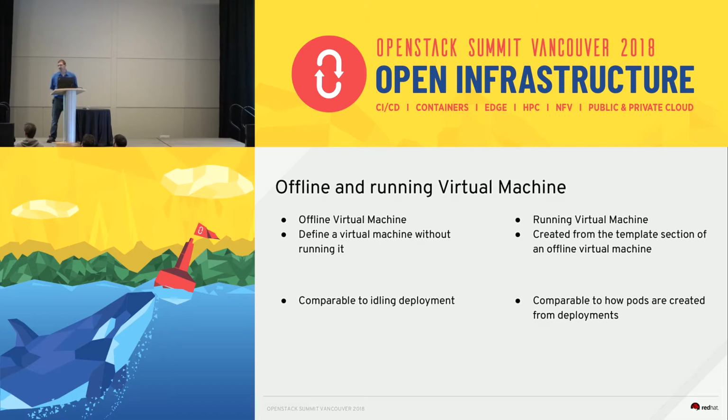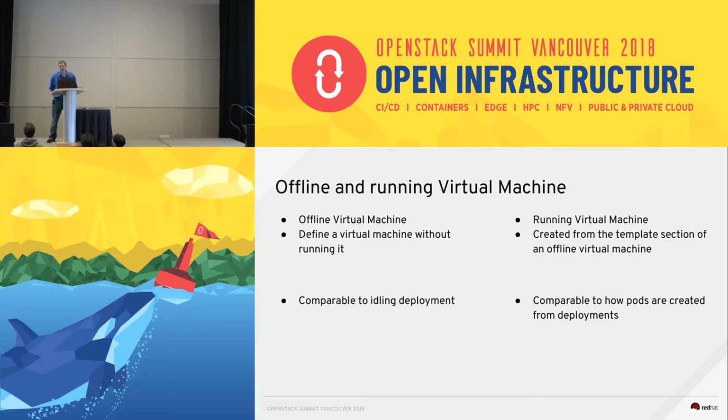But for the purposes of this demo, because it's still physically named offline virtual machine in the GitHub repo that I'm going to be demoing, I have to call it that right now. But basically it allows you to define a virtual machine without actually starting it and running it. And we use a running equals true or false flag inside the record itself to determine what state the virtual machine should be in.